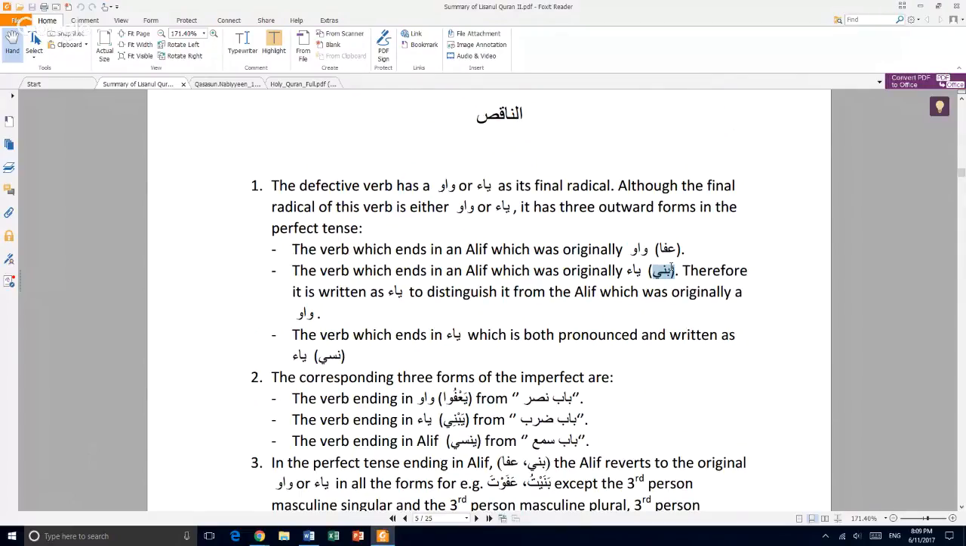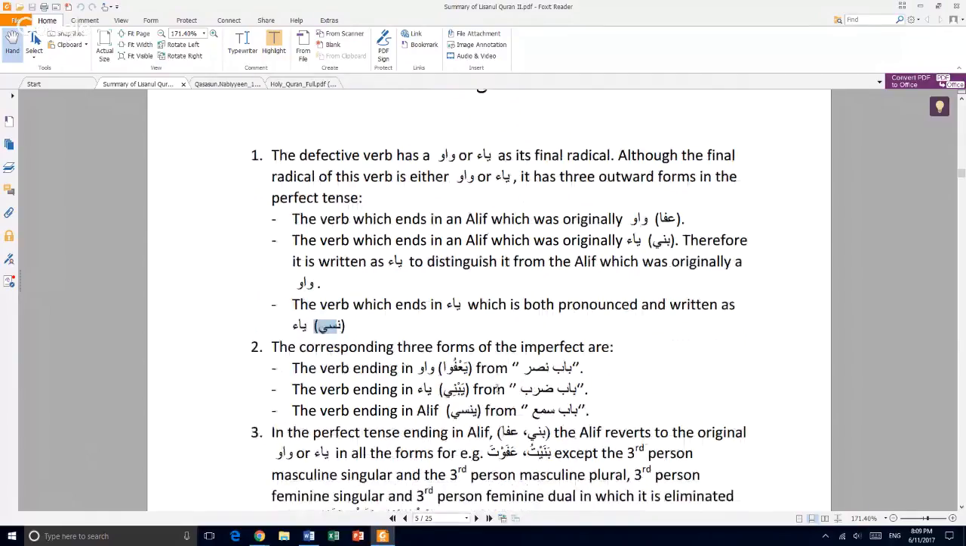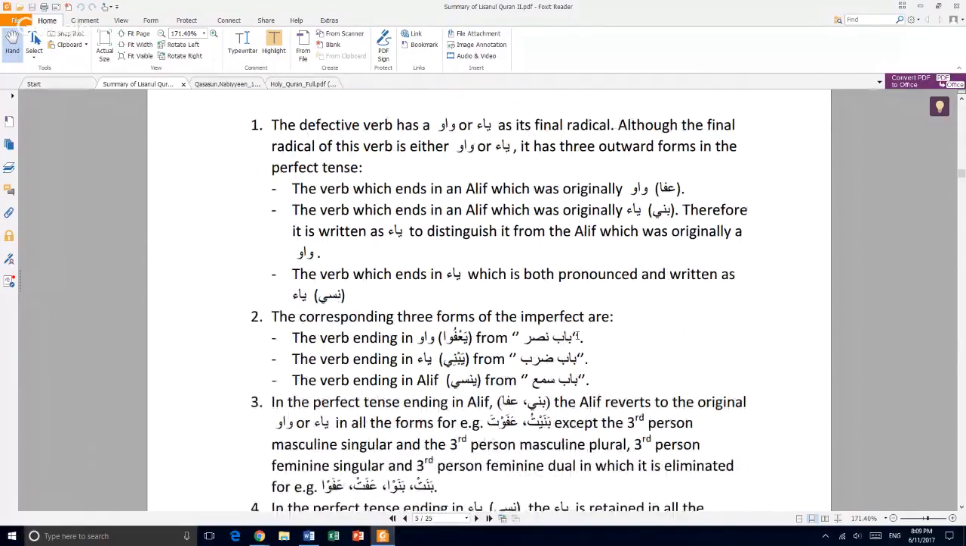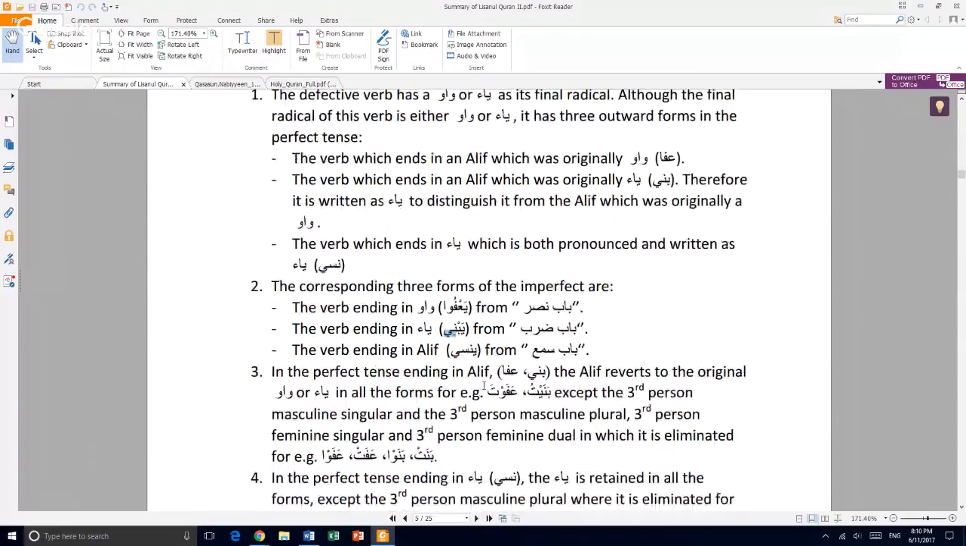Basically, I'm highlighting here. This is Bab Daraba yadribu: bana, yabni. And this one is nasiya, yansa. Nasiya is the same, so just the difference we know. That's why for the next one, read, you understand this. The corresponding three forms of the imperfect are: the verb ending in waw, ya'fu, from Bab Nasara, afa, ya'fu, da'a, yad'u. See? The verb ending in ya, yabni, from Bab Daraba: bana, yabni. The verb ending in alif, yansa.